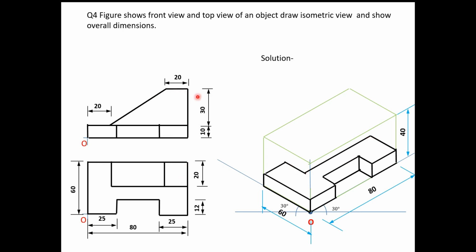Now what is the height? 70, 30. So from this 30 mm, then draw this edge. So complete this 20 by 20. Next, from this corner we have to join this, and from this corner we have to join this. So in this way we have completed this problem.